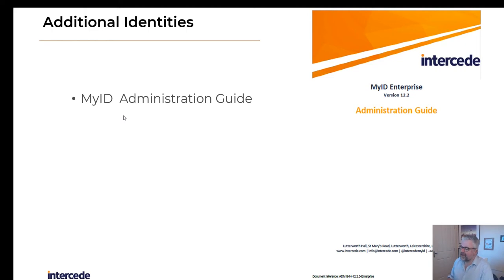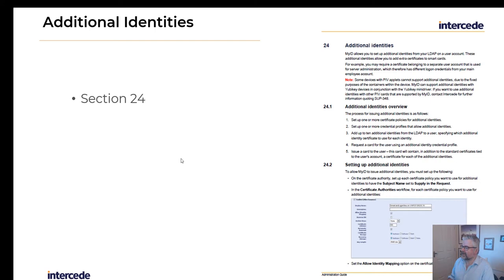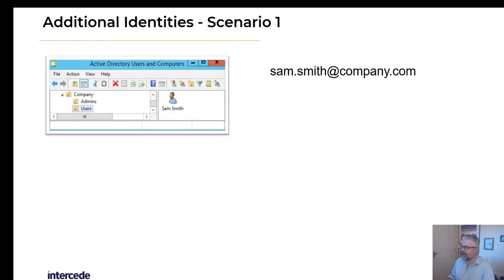So this is covered in the MyID administration guide. Always makes sense to look at that. We're currently on version 12.2 at the time of recording, but that may have changed. And it's in section 24, and this goes into great detail about some of the things that I'll be talking about today. Okay, so what is an additional identity and when is it needed?